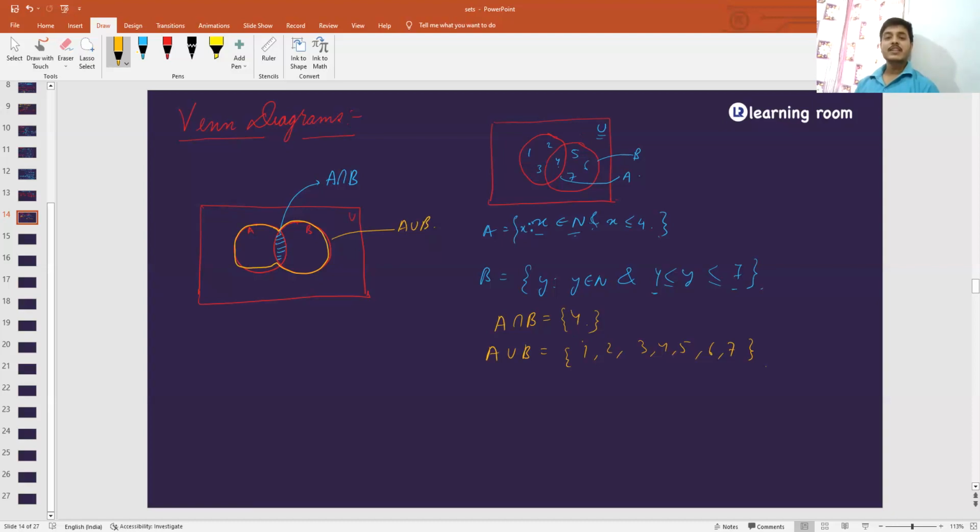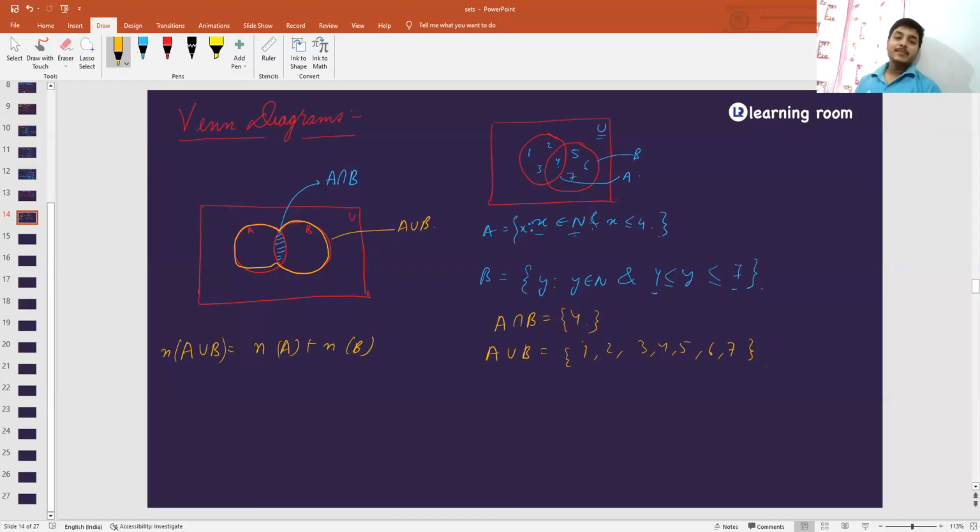Whatever is there inside the circle will contain A union B. Agree or not? Yes, sir. But the thing is, see here, what is A union B? If I ask you, what is A union B? You say, sir, the number of elements of A union B will be N of A plus N of B.